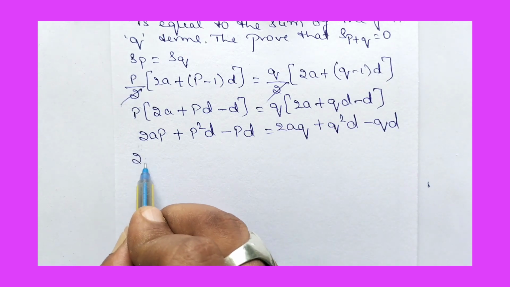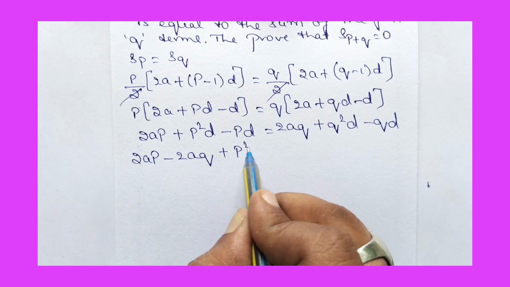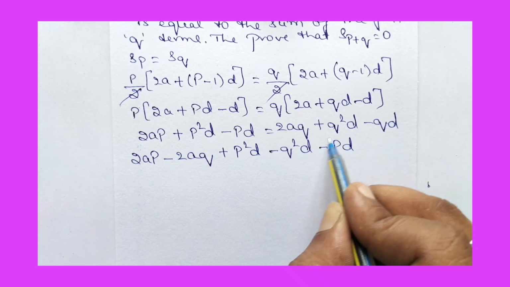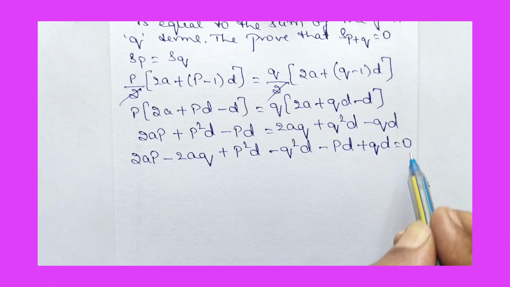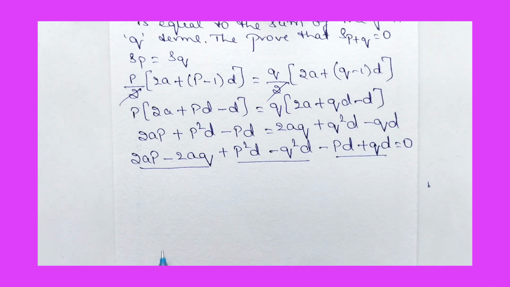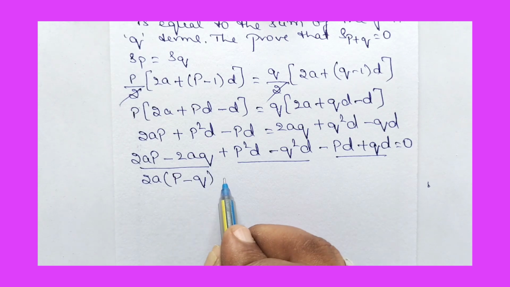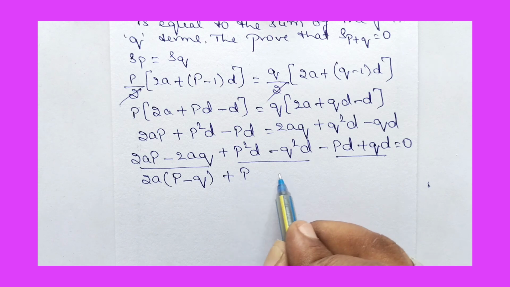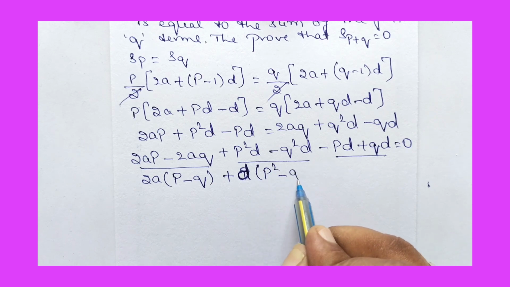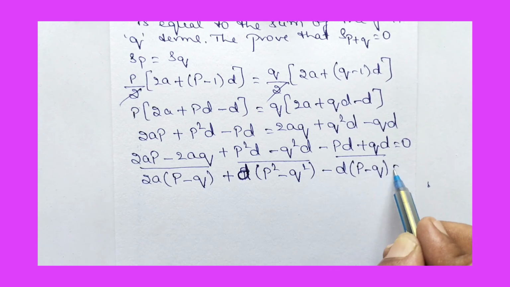So P into 2a becomes 2ap, plus P square d, minus pd, is equal to 2aq plus Q square d minus qd. Shifting this across: 2ap minus 2aq, plus P square d minus Q square d, minus pd plus qd, is equal to 0. Take common from these. 2a is common in the first two, leaving P minus Q. D is common in the others, leaving P square minus Q square, minus P minus Q, which is equal to 0.